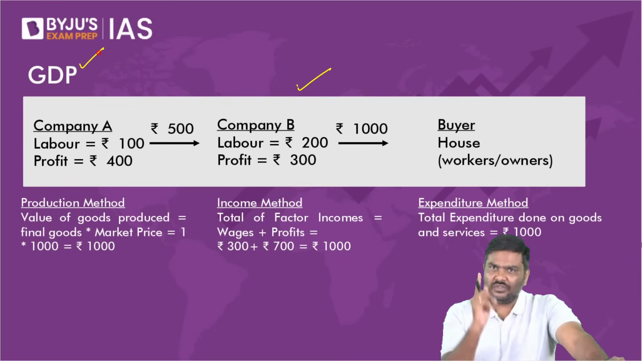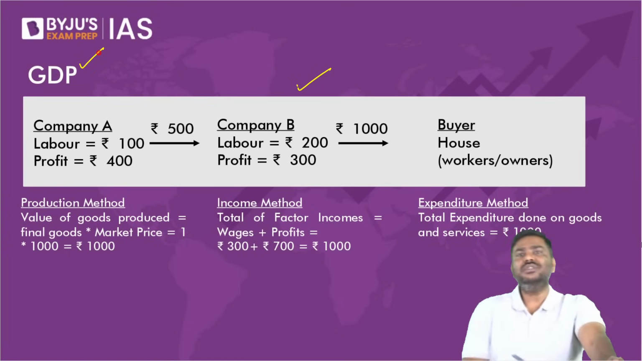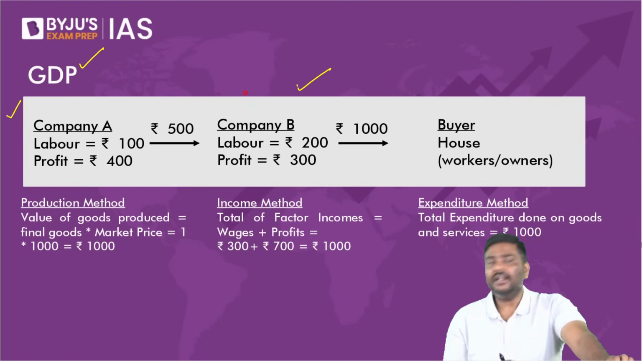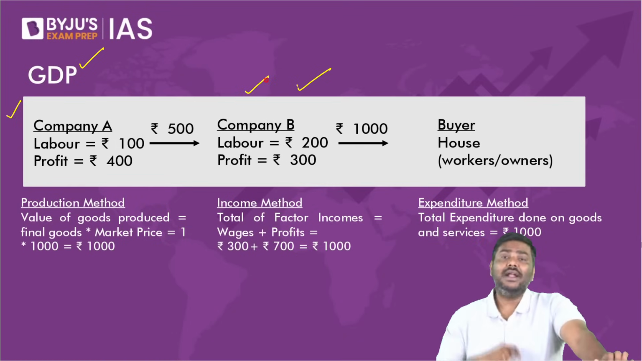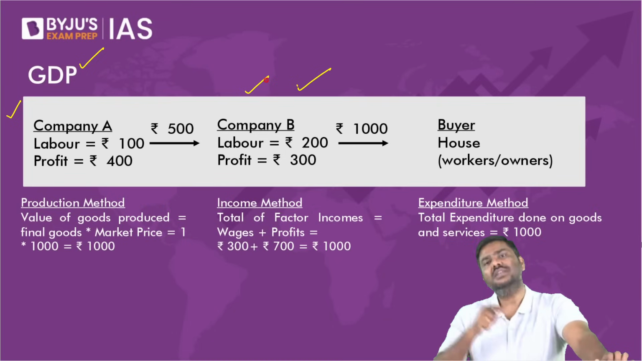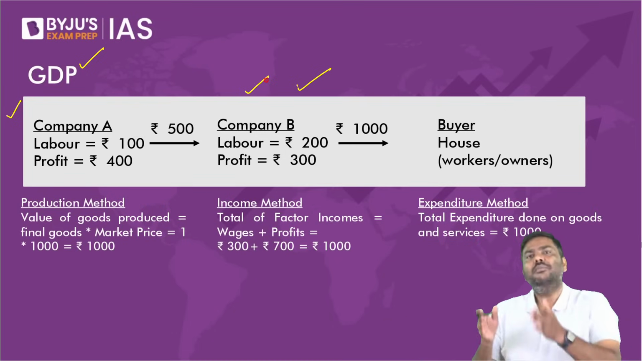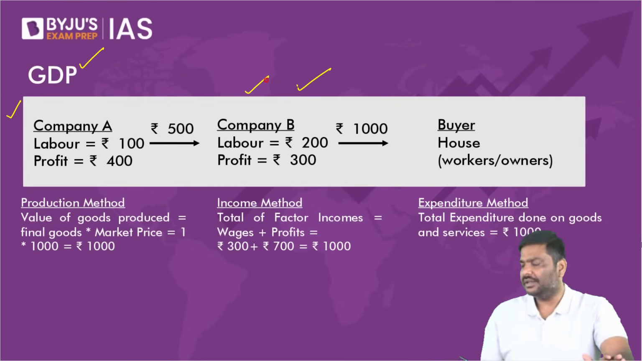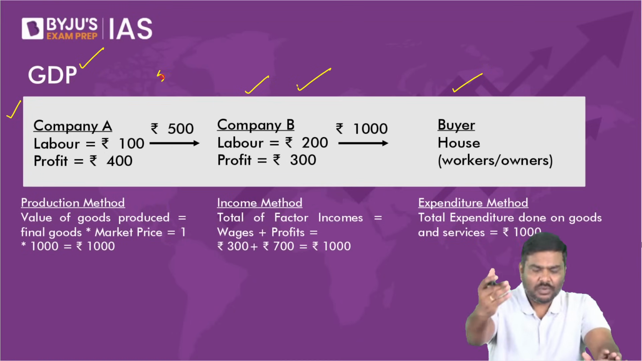Imagine only one final good is produced in India. Now, company A will produce an intermediary good and sell it to company B. Company B will use this intermediary good, produce a final good, and sell it to the customer or a buyer in the market. So in step one, let's imagine you're company A.